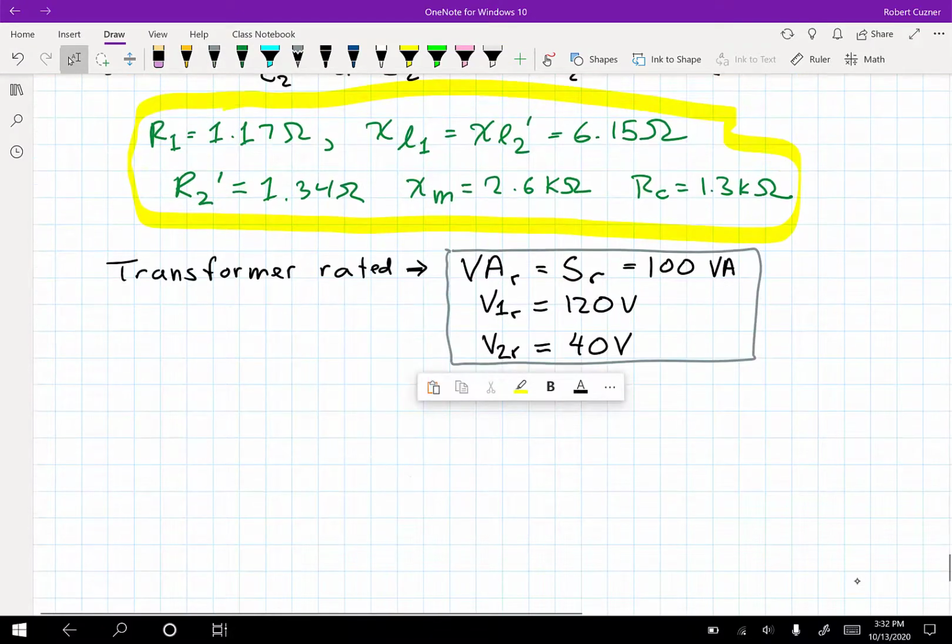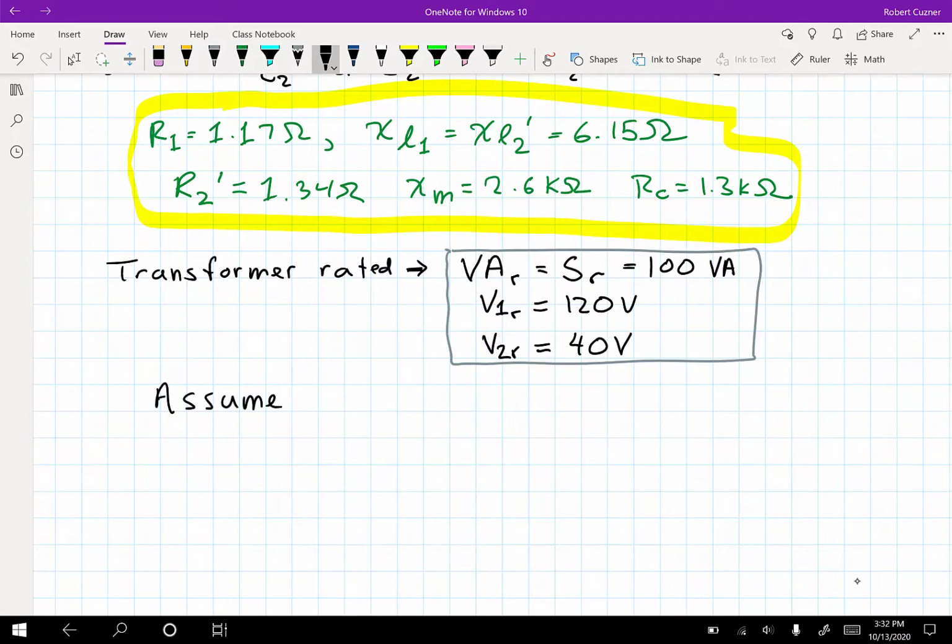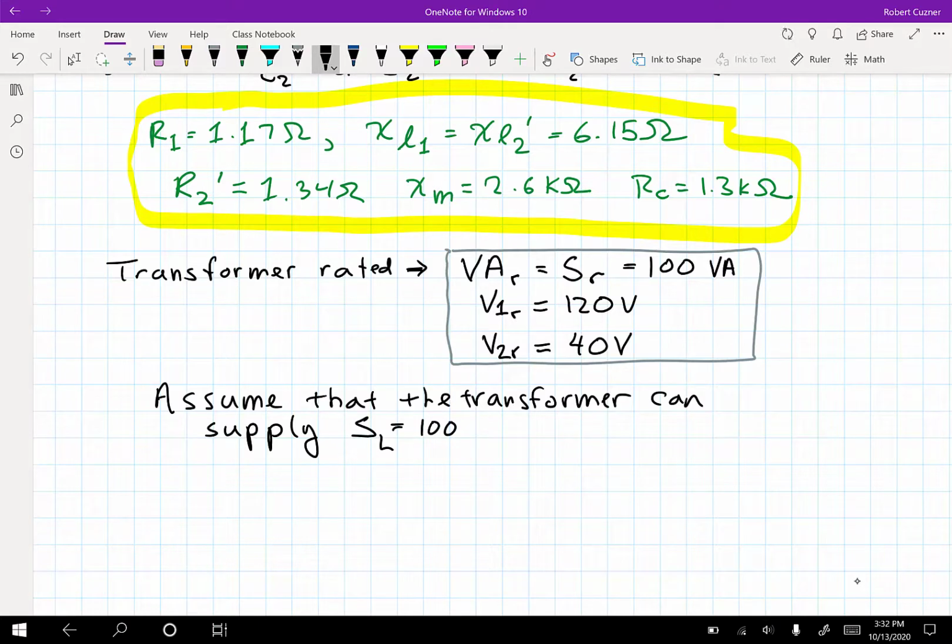And let's say that since this system is rated this way, we would assume, which is really what you should assume because it's the rating, that the transformer can supply the rated VA to the load for any power factor.